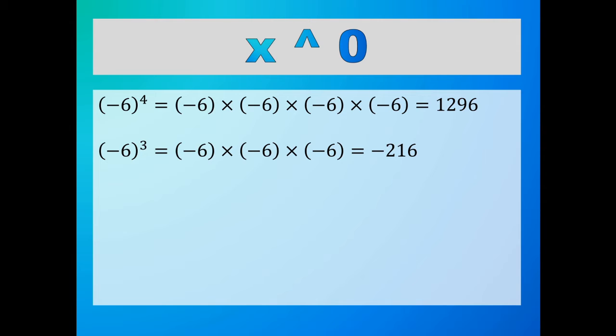Negative 6 cubed. And so that is negative 6 times negative 6 times negative 6. We have 3 negative 6's being multiplied together. We have an odd number of negative signs, and so that is negative 216. Negative 6 squared. So that is negative 6 times negative 6. We have 2 negative 6's being multiplied together, and we have an even number of negative signs, and so that is positive 36. Negative 6 to the first. Well, we just have one negative 6, and that is negative 6.